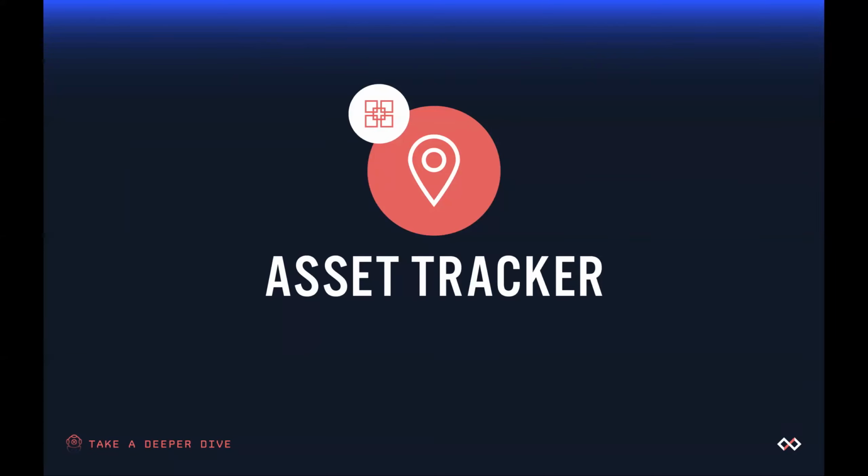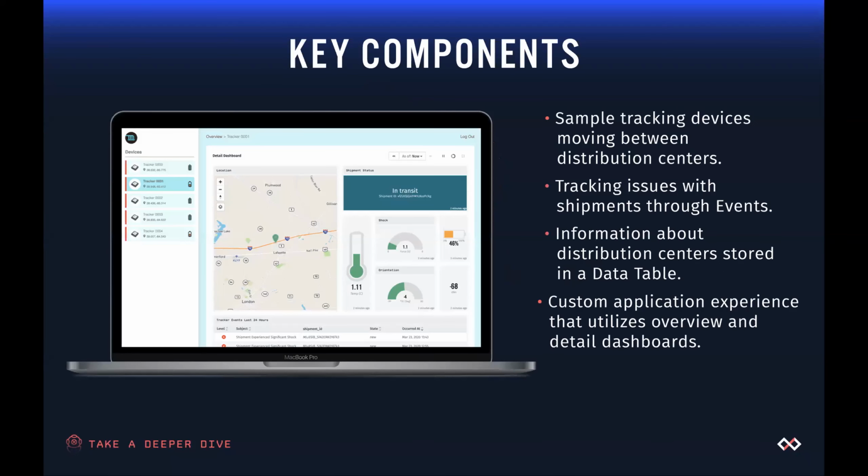Today, we're going to be focused on the asset tracker template. This template is based around the use case of asset tracking. So this template will show you a little bit of how do we track devices moving between two distribution centers? How do we actually monitor events on these assets, on these shipments? And then I think the beauty of Losant and where asset tracking comes in is how do you actually start to pull in other data along with where the asset is? And that's what we're going to be talking about today.